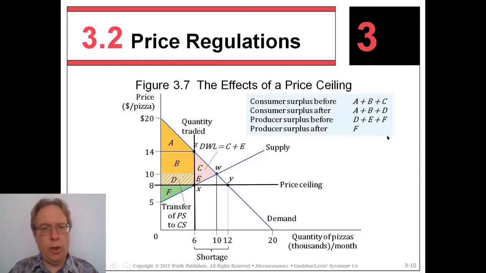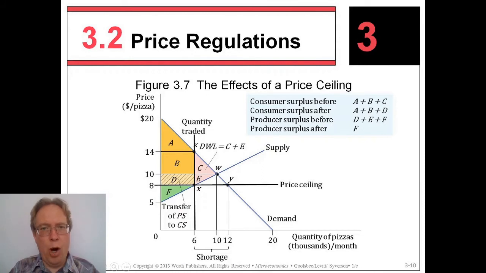So here is the example of a price ceiling. So this picture looks a bit complicated, maybe mainly because it is. So let me talk you through it. It's also in the book, figure 3.7 in the first edition. So what we have here is a demand and a supply curve, right? So without any intervention, the equilibrium is here at W. So there, the quantity is 10, in this case 10,000 pizzas per month, and here the equilibrium price is 10.